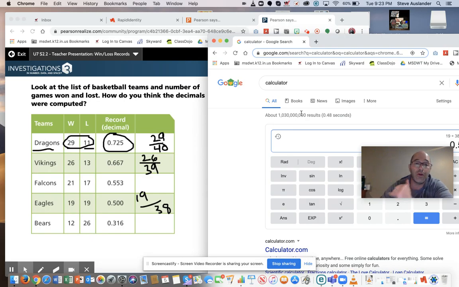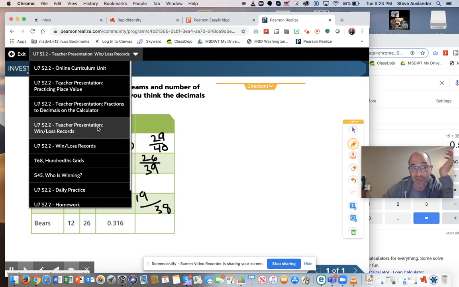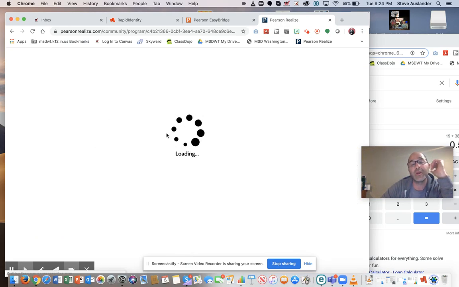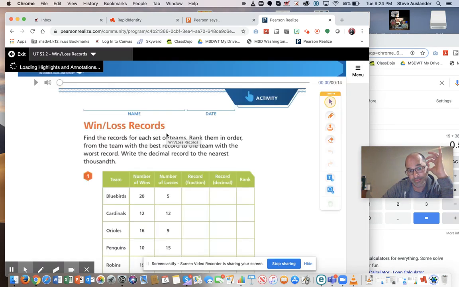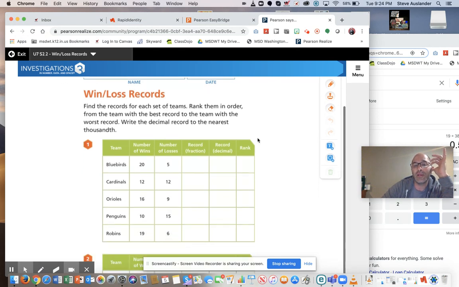Fractions are division. A fraction is the same as a decimal. 19 out of 38 is the same as 1/2, which is the same as 5/10, which is the same as 50%. We're going to keep working on this type of stuff. Decimals, fractions, and percents. That is the world we live in. What you're going to be working on a little bit later, after this video lesson, is something just like this.